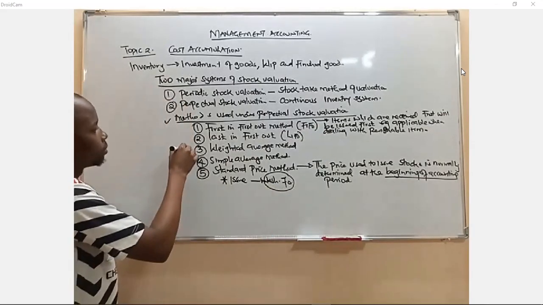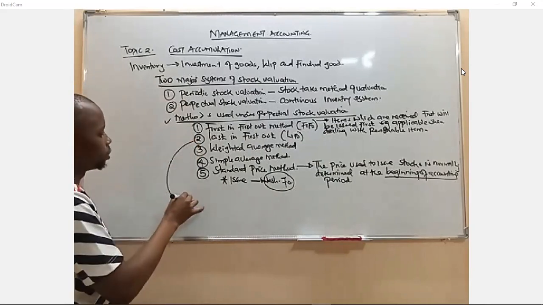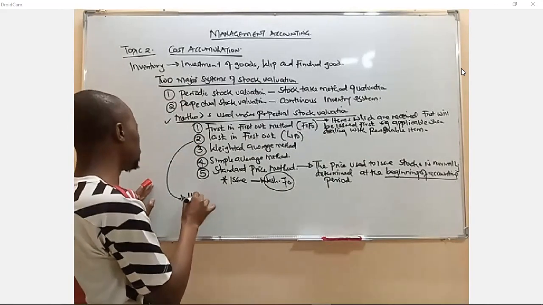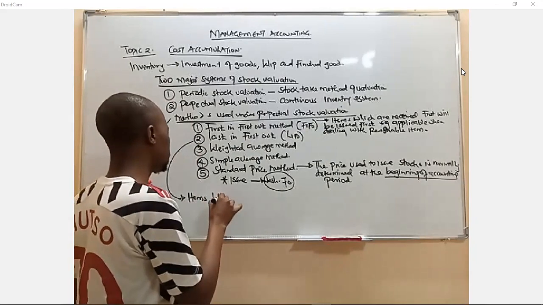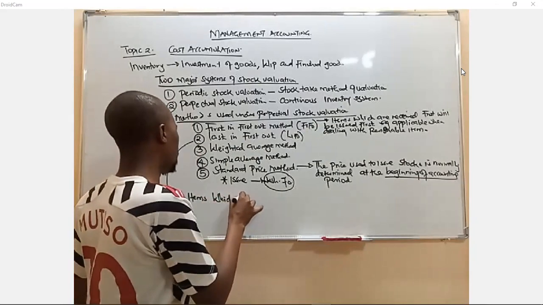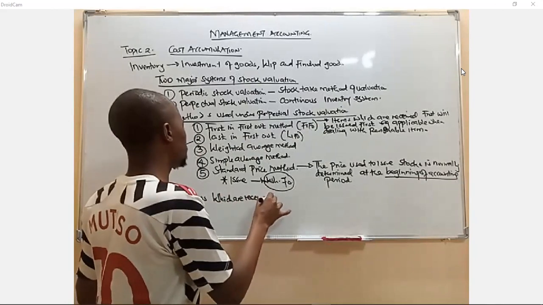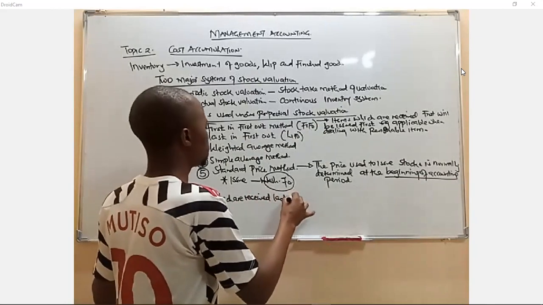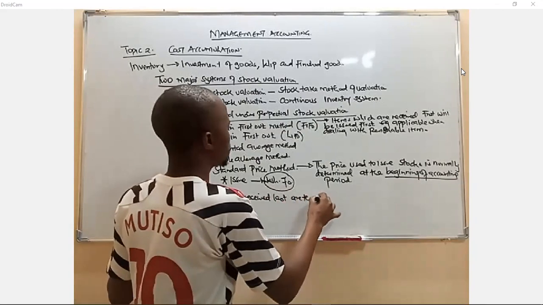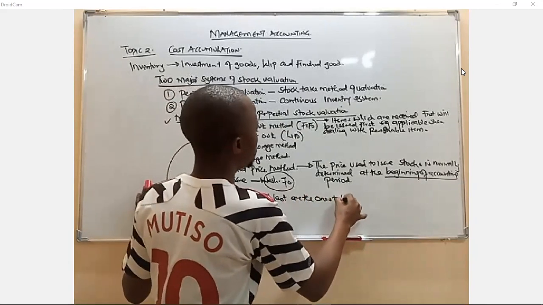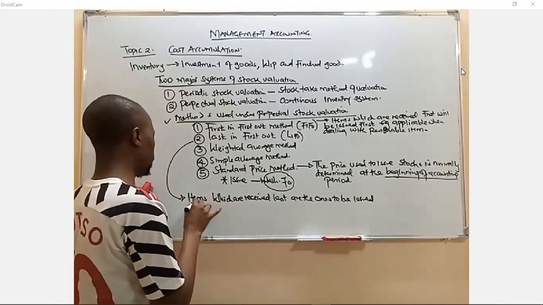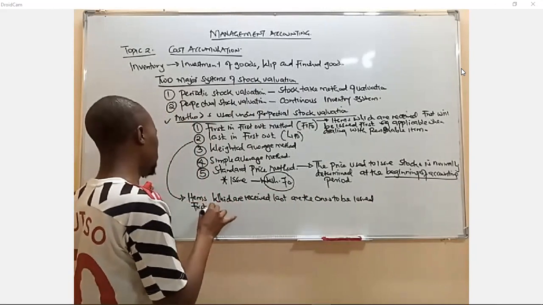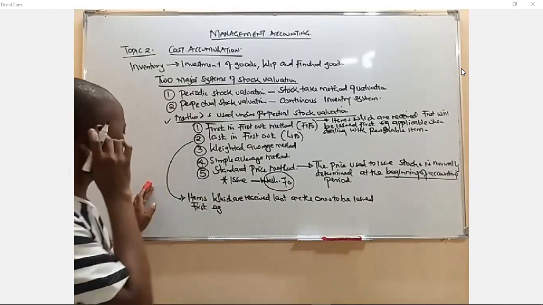What comes with the LIFO? We normally discuss the items which are received last. The items which are received last are the ones to be issued first. I normally give a good example here for hardware.